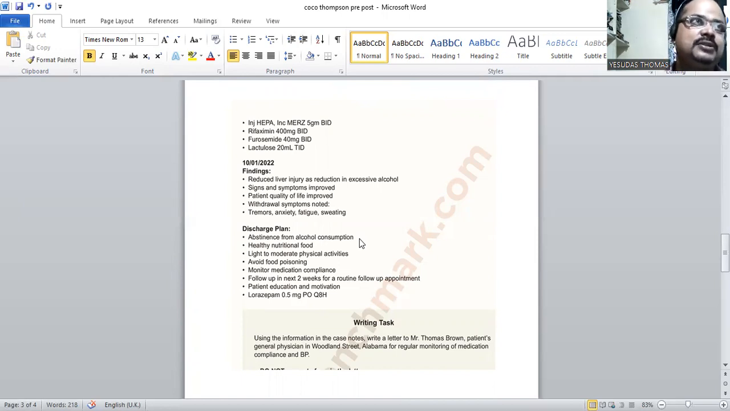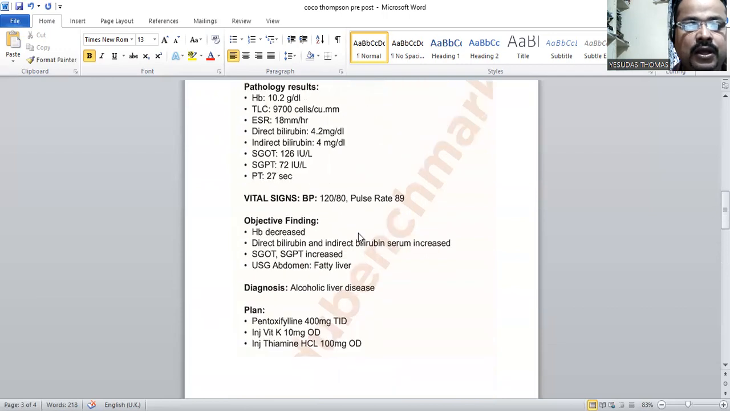So we need to understand this patient is known to the doctor. Dr. Thomas Brown knows who the patient, Mrs. COCO Thompson, is, and what her condition and history were. Now, we are requesting Dr. Brown to monitor her medication complaints and blood pressure regularly. This is the task here. Now, let us go ahead with the task.